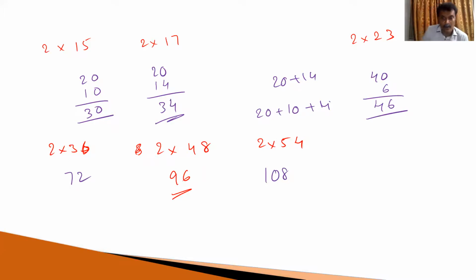Okay. Now 2 into 63. 2 6 times equal to how much? 12. 2 60 times equal to how much? 120. 2 3 times equal to how much? 6. 120 plus 6 equal to how much? 126.